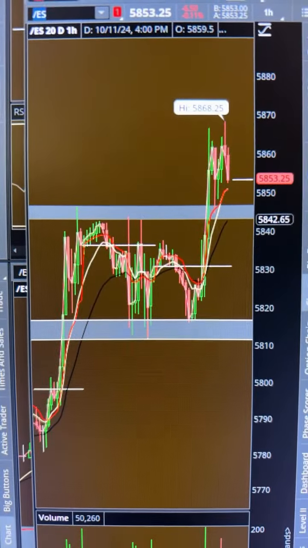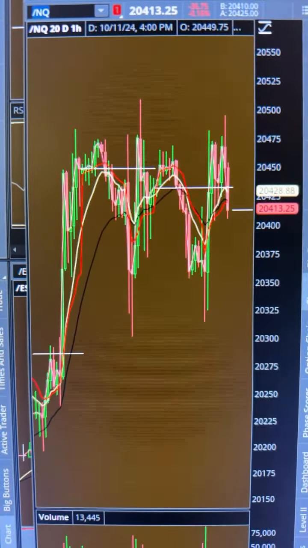Let's take a look at NQ. I'm going to try to make this as small as possible.